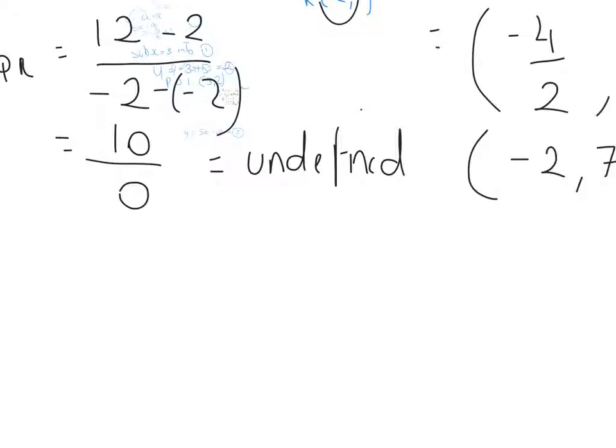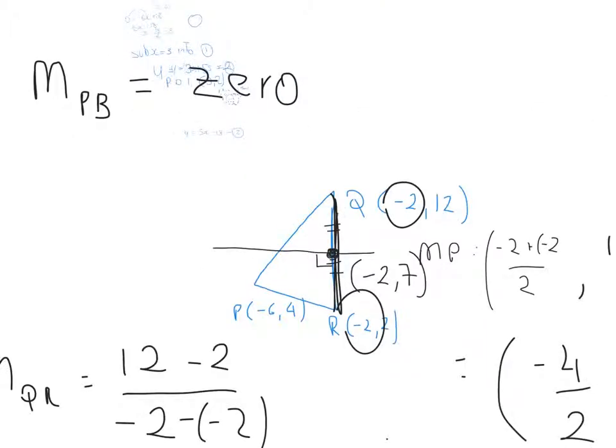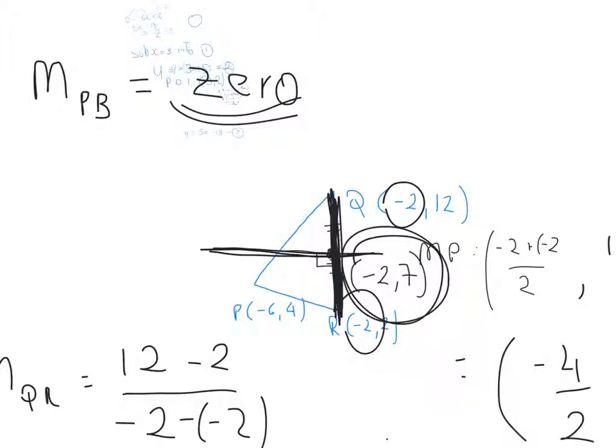So perpendicular to a vertical line must be a horizontal line. So the gradient of the perpendicular bisector must be 0. And that's derived from the calculation that gave me an undefined gradient, insinuating that that's a vertical line, and perpendicular to a vertical line must obviously be a horizontal line, gradient of 0. So we've got a gradient of 0, and it passes through the point (minus 2, 7).